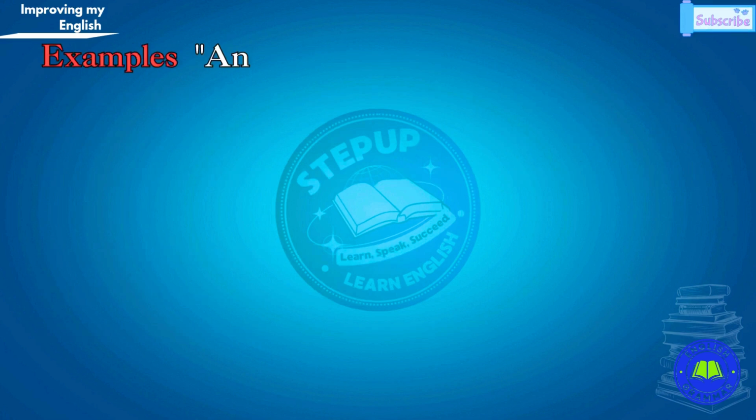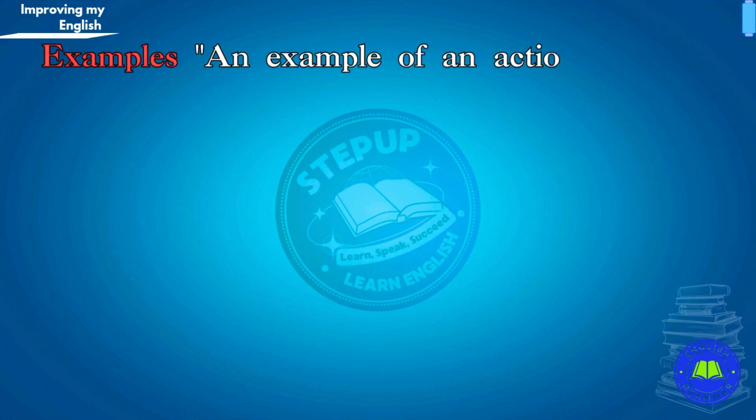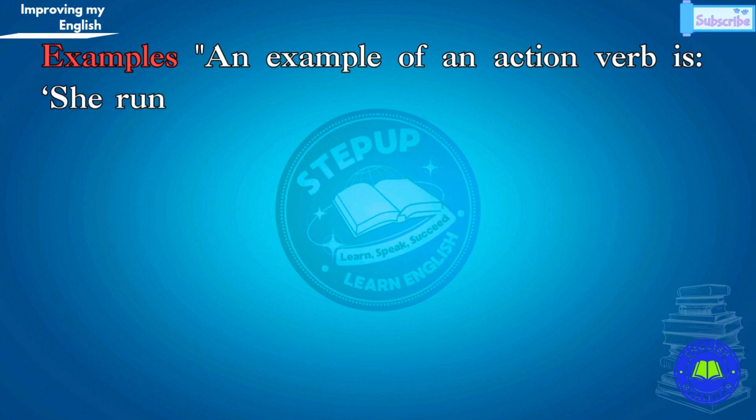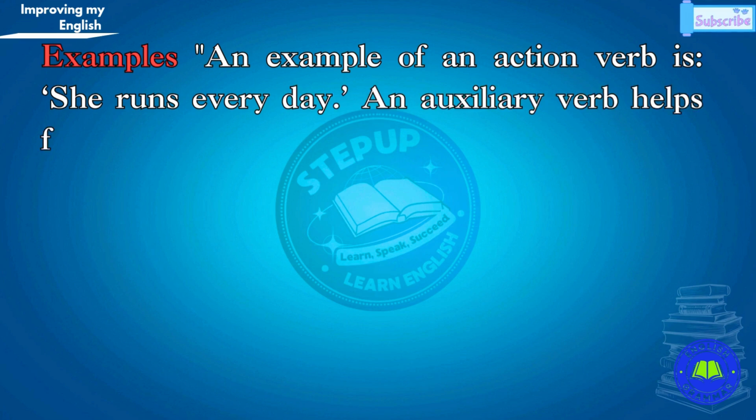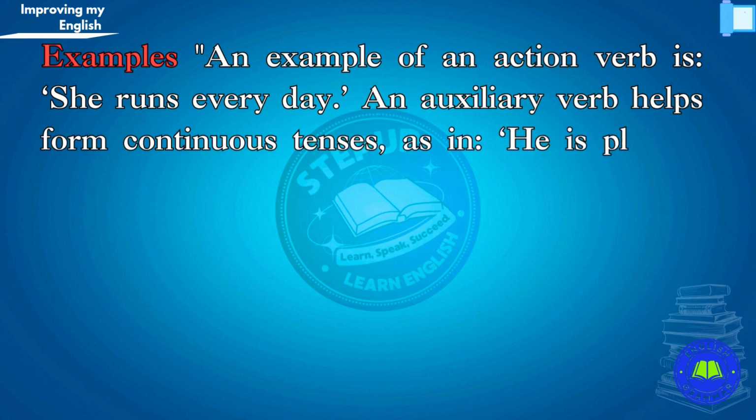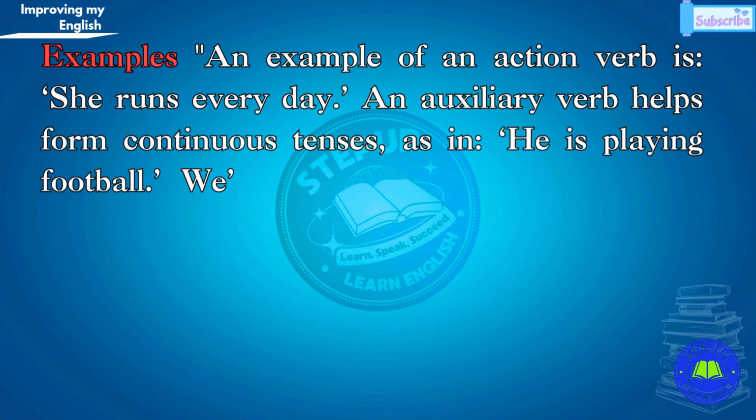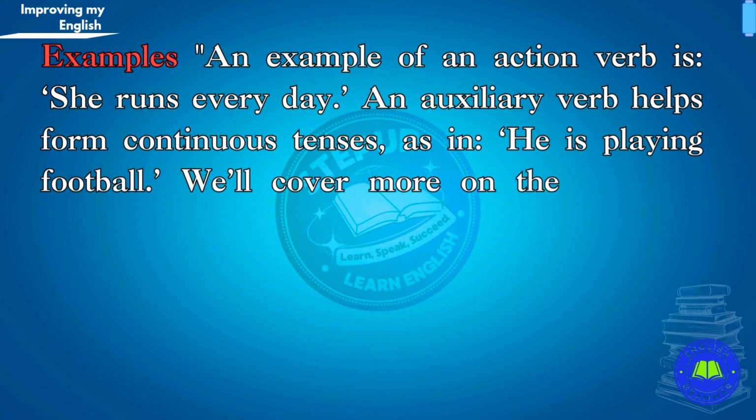Examples. An example of an action verb is, she runs every day. An auxiliary verb helps form continuous tenses, as in, he is playing football. We'll cover more on these in our tenses section.